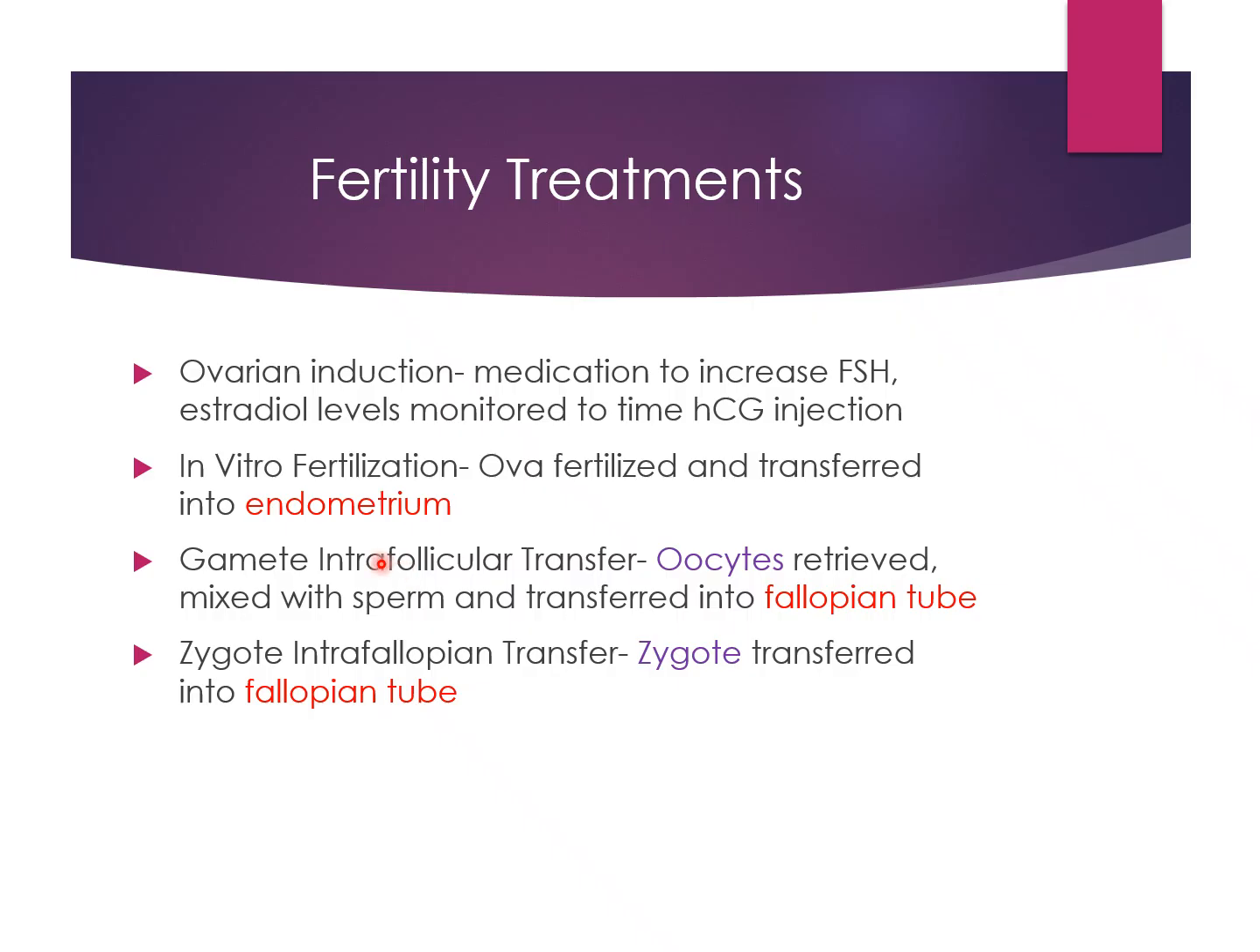Okay, the next one, a gamete intrafallopian transfer. Now we're looking at an oocyte. So this is still an unfertilized egg, but the key here is that it is mixed with sperm and put into the fallopian tube. So it is not put directly into the uterus, and furthermore, it is never fertilized.